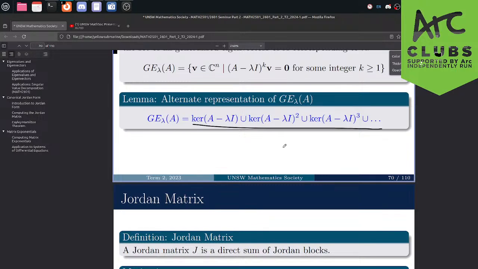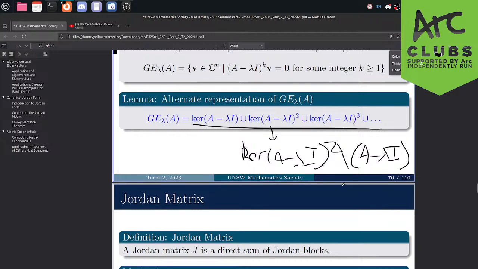So really, each of these parts here is going to be like the kernel of (A minus lambda I) squared, but that doesn't include (A minus lambda I). And then so on. This would be cubed minus (A minus lambda I) squared.